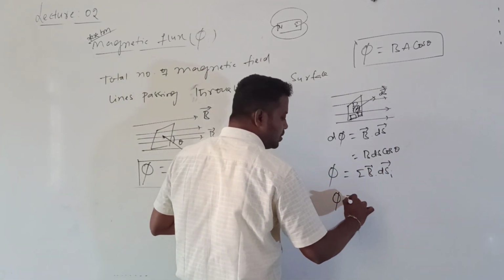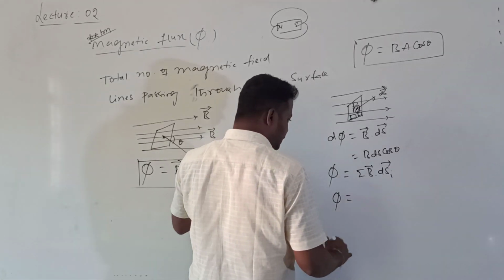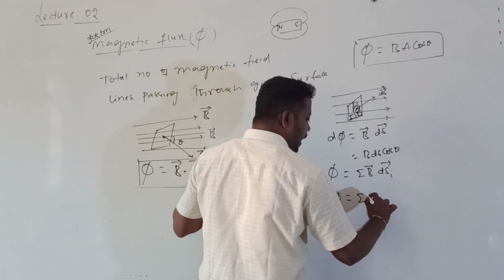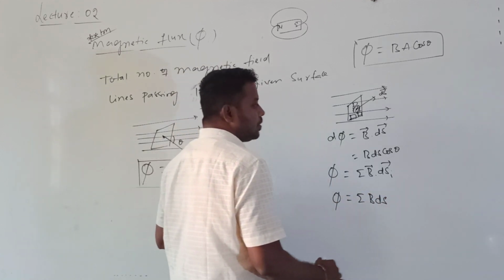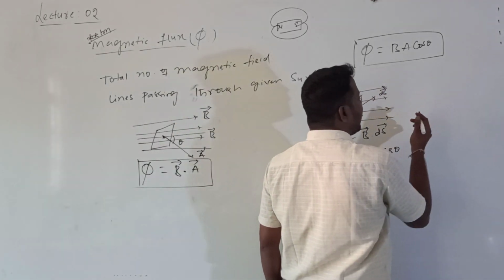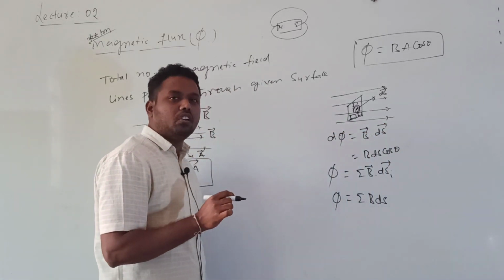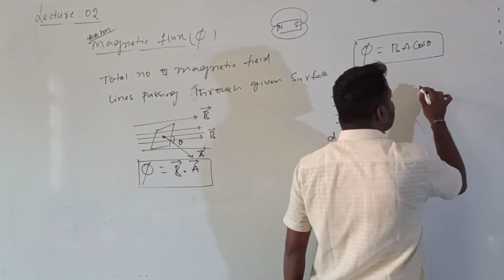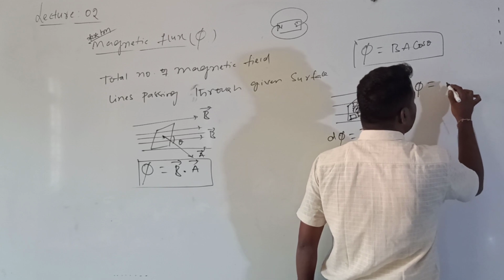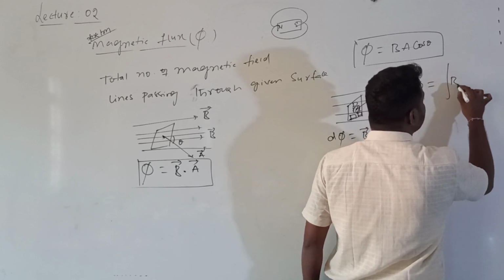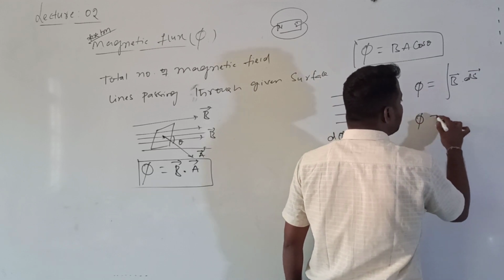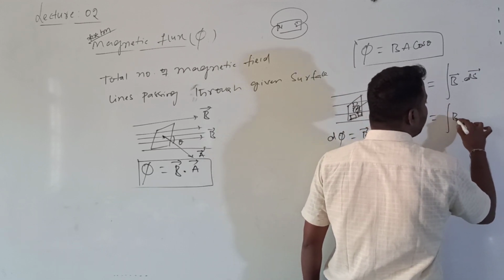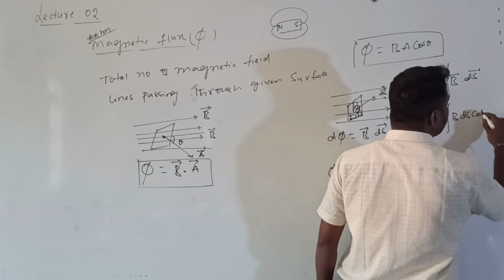This can also be written as the summation of B into ds, if all areas are identical. If each area is infinitesimally small, when the number of areas is infinitesimally small, the magnetic flux can be written as the integral of B bar dot ds bar. So this flux value will be given by B into ds into cos theta.